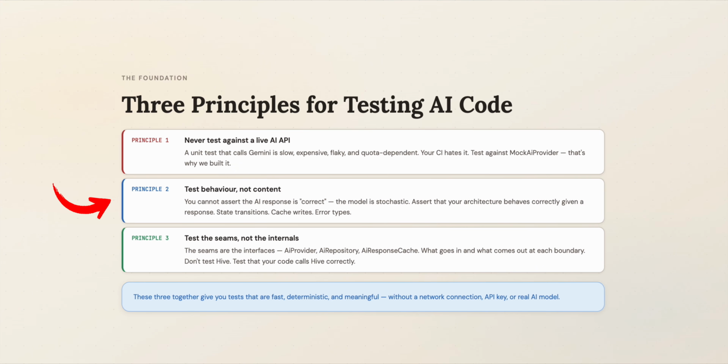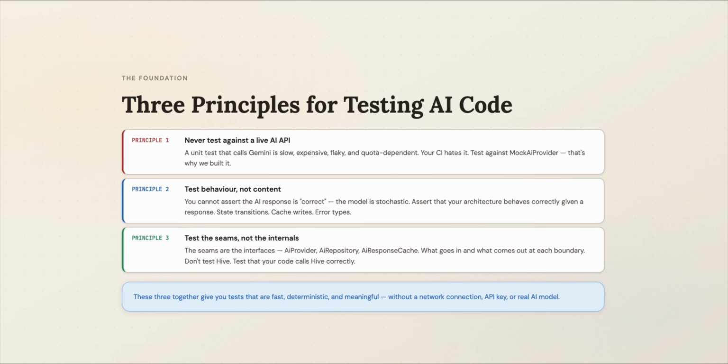Principle 2, test behavior, not content. You cannot assert that the AI response is correct. The model is stochastic. What you can assert is that your architecture behaves correctly given a particular response. Did the BLoC transition from streaming to ready? Did the repository store the result in the cache? Did the error state carry the right AI failure subclass? The content is the model's responsibility.